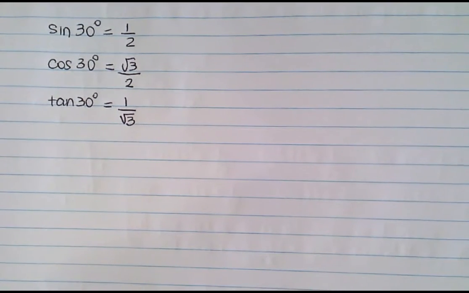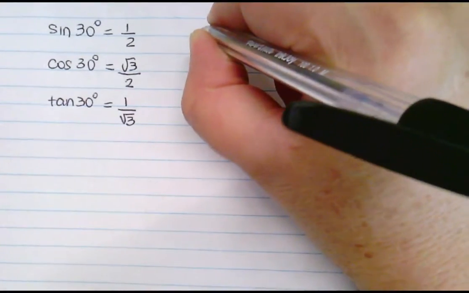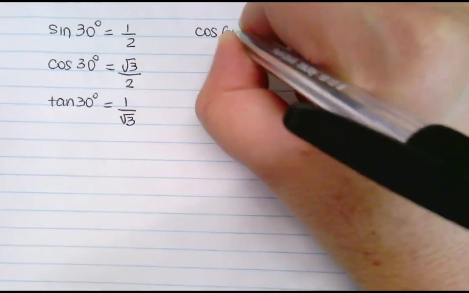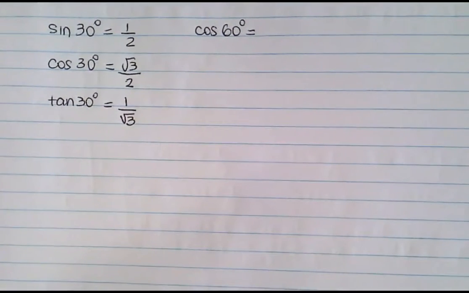So, tan 30, not nice. Square it. You get a third. So, in your head, square root of 1 is 1. Square root of 3 is just square root of 3. Do cos of 60. Not nice. Square it. You get 3/4.